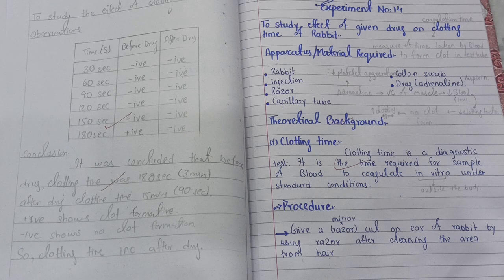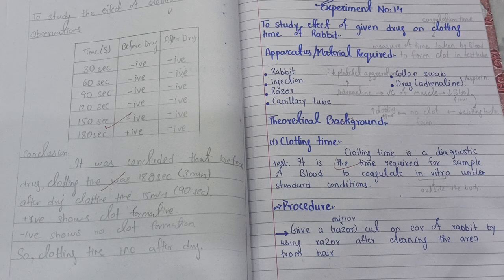So what is the apparatus you need? You need a healthy rabbit, an injection, a razor, capillary tubes, a cotton swab, and of course the drug, which is adrenaline. You can give aspirin to prolong the clotting time.